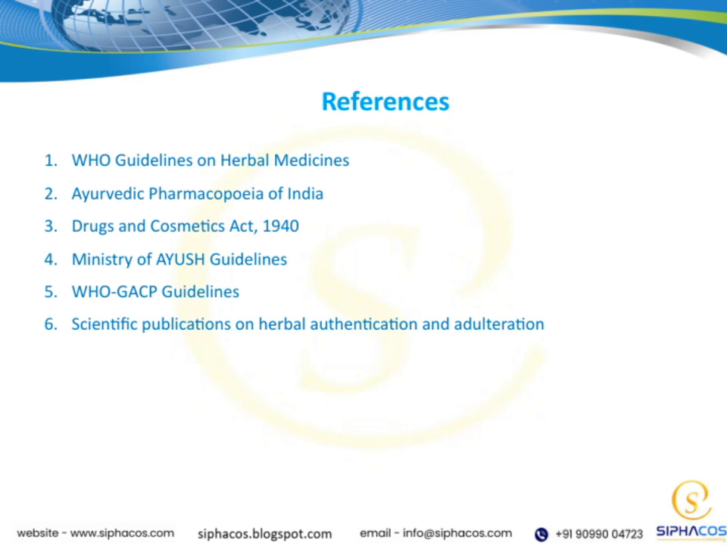manufacturing, labeling, and sale of drugs, including herbal medicines, ensuring consumer safety. The Ministry of AYUSH guidelines further support this framework by setting specific policies and standards for traditional systems of medicine in India, promoting quality and consistency. We also consider the WHO GACP guidelines, good agricultural and collection practices, which are crucial for ensuring the quality of raw herbal materials from farm to harvest. Lastly, scientific publications on herbal authentication and adulteration play a critical role in advancing our understanding, helping us detect adulterants and maintain the integrity of herbal products.